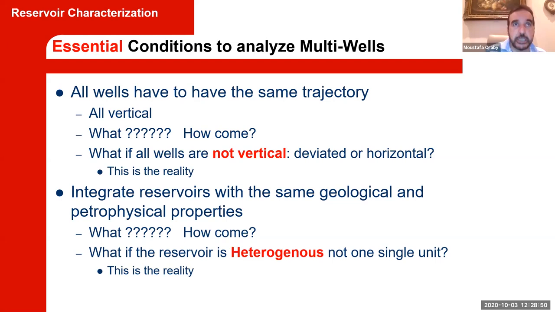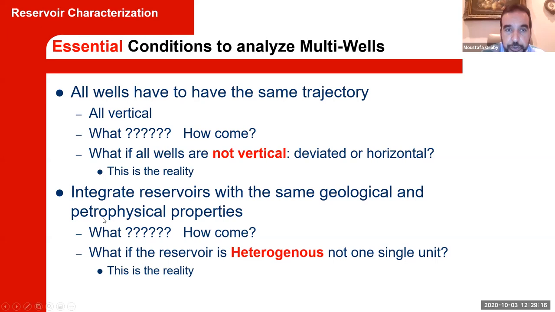So to do a proper evaluation, you have to remove the variability. If you look at things that have variability, that's not correlation. That's randomness. Correlation means you remove everything and you stick to a certain type of trajectory, which we chose to be all vertical.